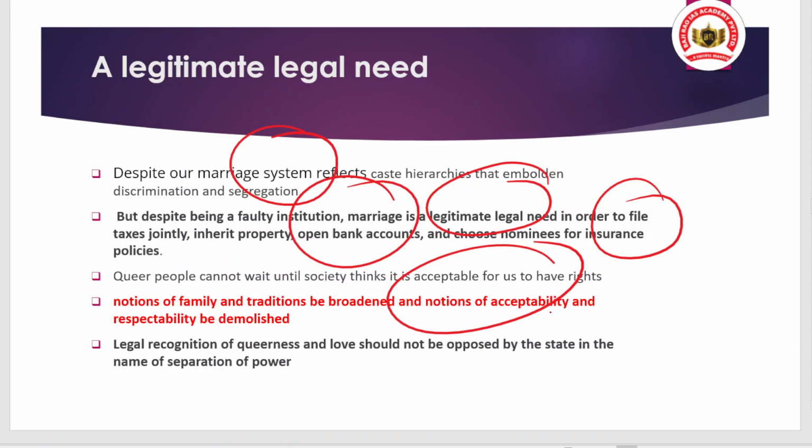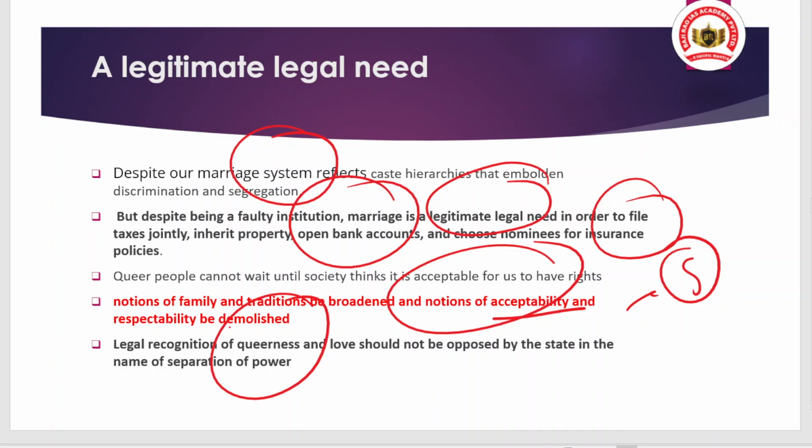What do you mean by notions of acceptability and respectability? It means that if society does not accept, then the matter should not be brought. Okay, that the right should not be brought, so that needs to go out. And that's why the legal recognition of queerness and love should not be opposed by the state in the name of separation of powers. That is the important conclusion you need to understand.